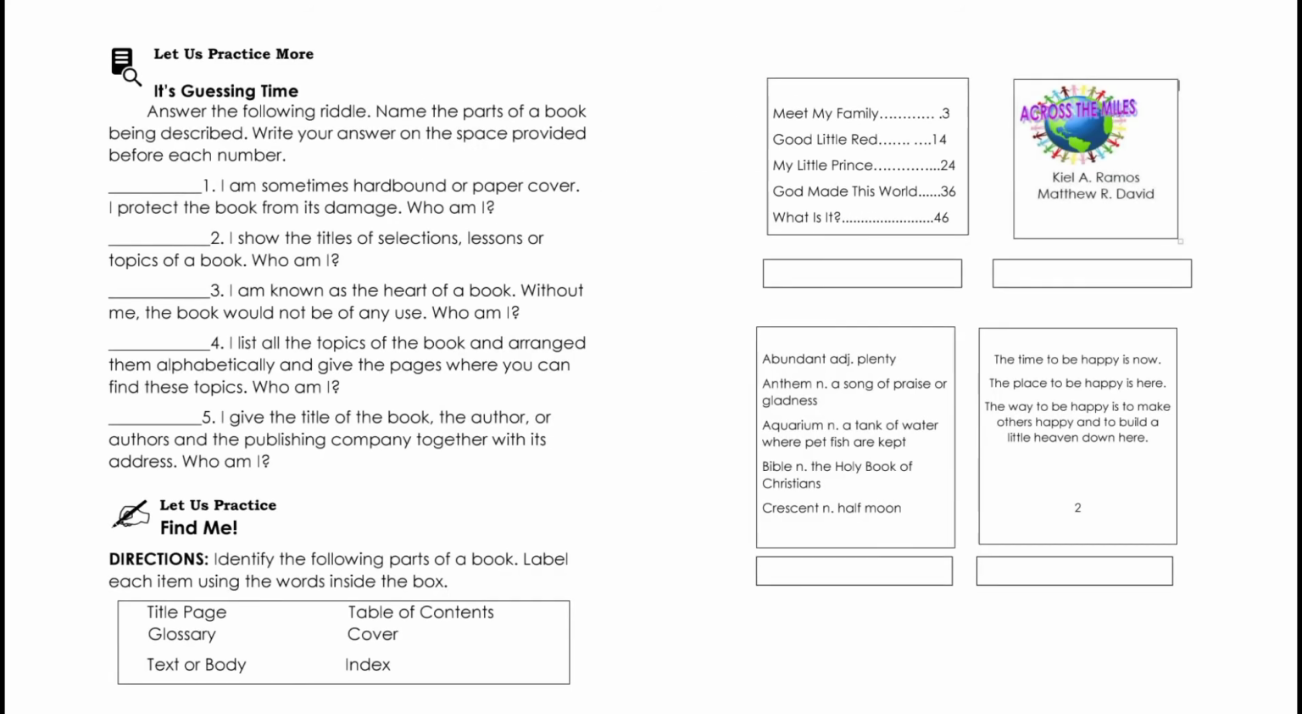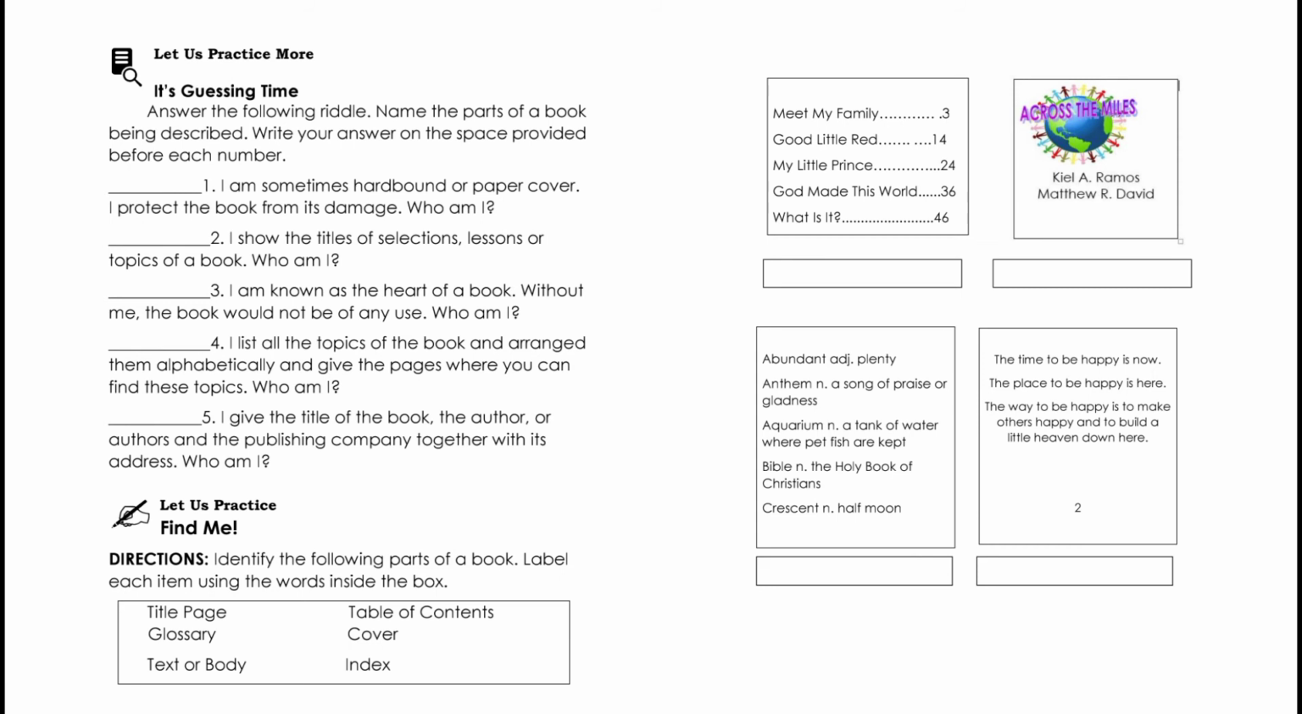Let us practice more. It's guessing time. Answer the following riddle. Name the parts of a book being described. Write your answer on the space provided before each number. So answer number 1, 2, 3, 4, and 5.